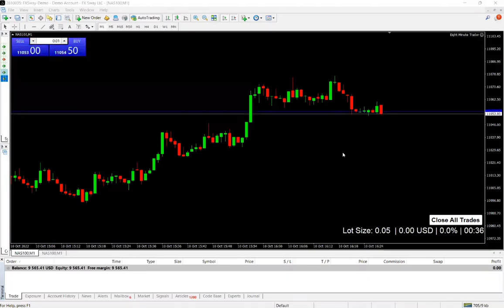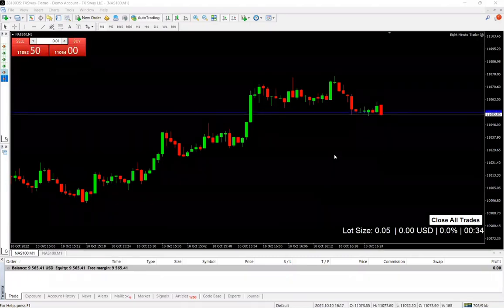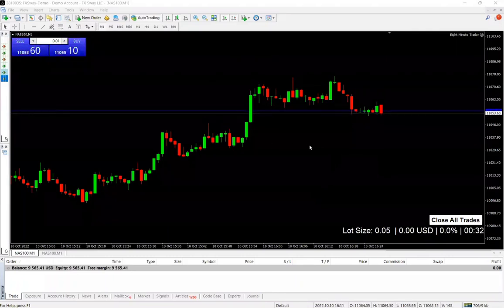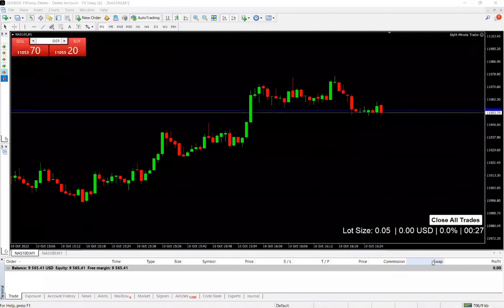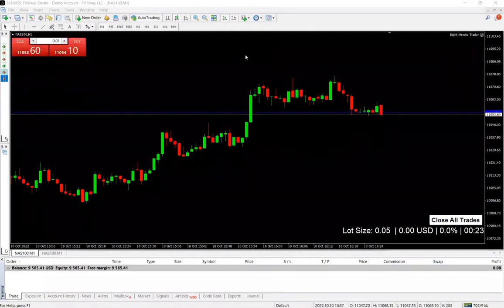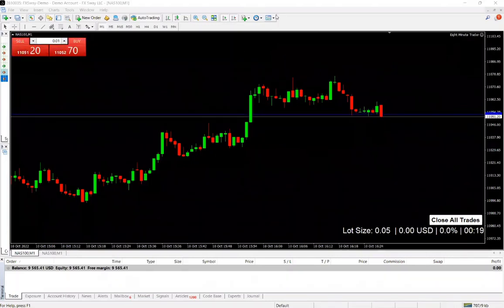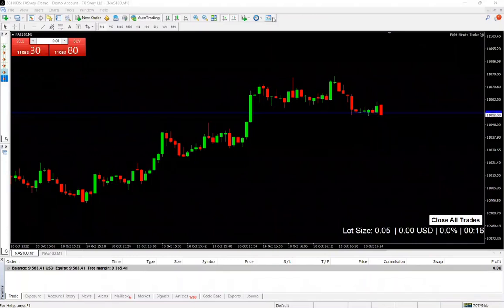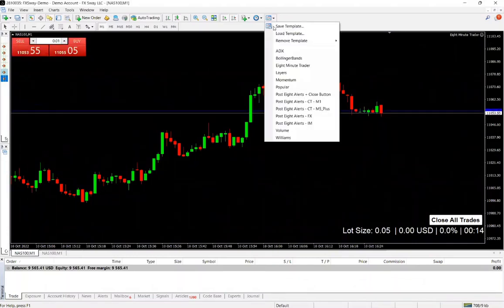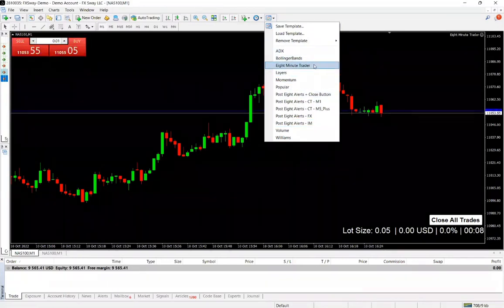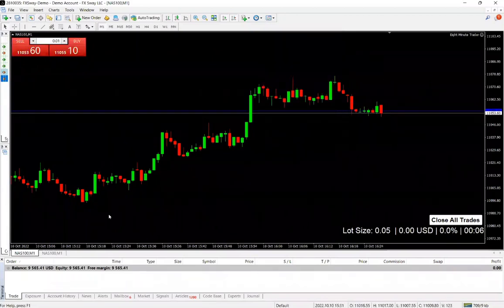That's great. Okay, so we have two charts loaded up here. You're looking at the NAS 100 using the 8-minute trader close all trades feature. If you want to find that template, all you got to do is click this little icon at the top here, scroll down, and click on 8-minute trader. That's simple, right? So you click 8-minute trader and this template comes up.